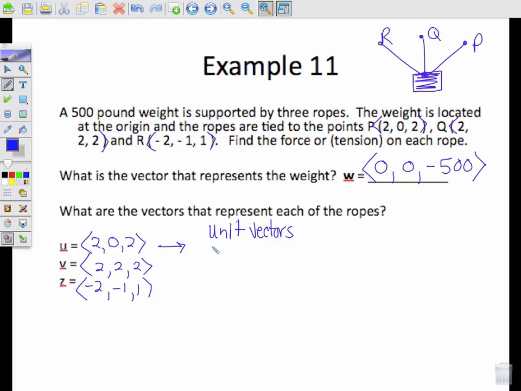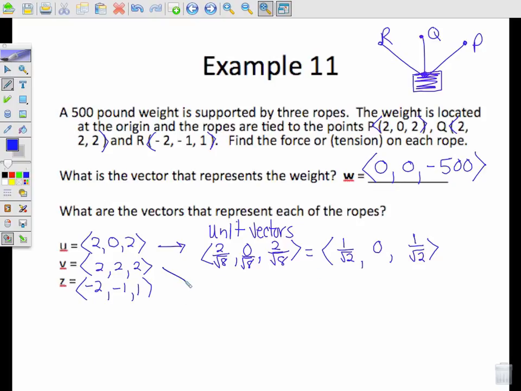The unit vector here for u would be 2 divided by the magnitude, 0 divided by the magnitude, 2 divided by the magnitude. The magnitude of the first vector is the root of 8. So 2 divided by the root of 8, 0, and 2 divided by the root of 8. This simplifies down, because the root of 8 is 2 roots of 2, so 2 over 2 root 2 reduces down. This is 1 over the root of 2, 0, and 1 over the root of 2.